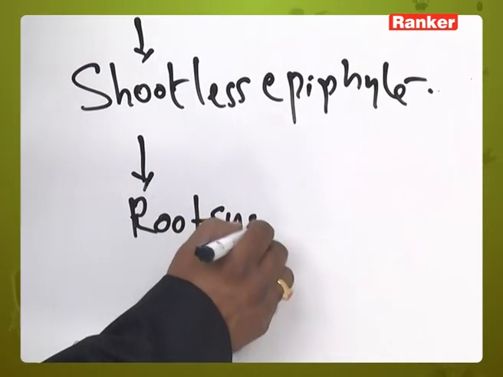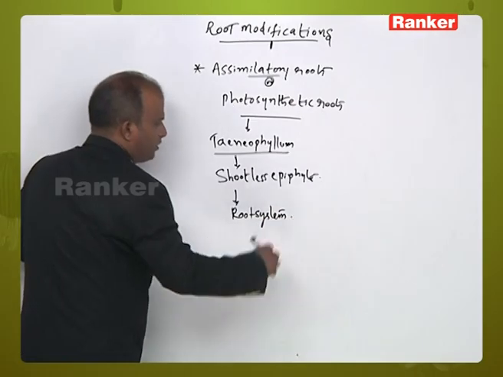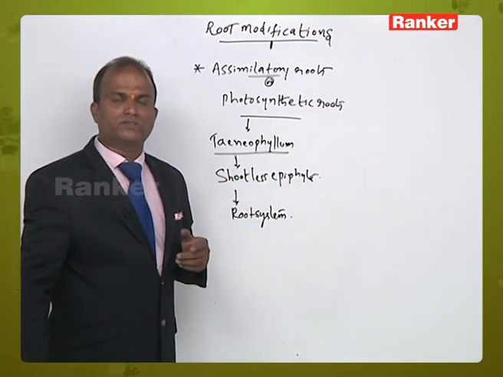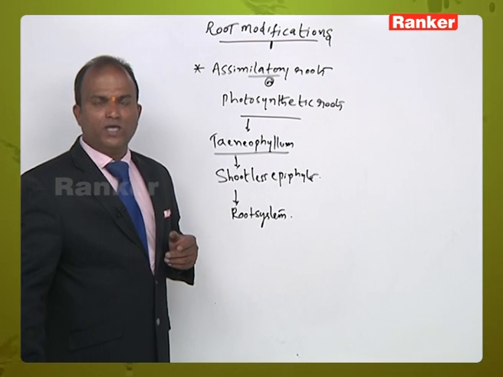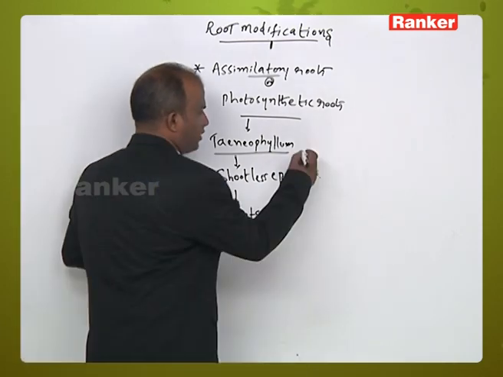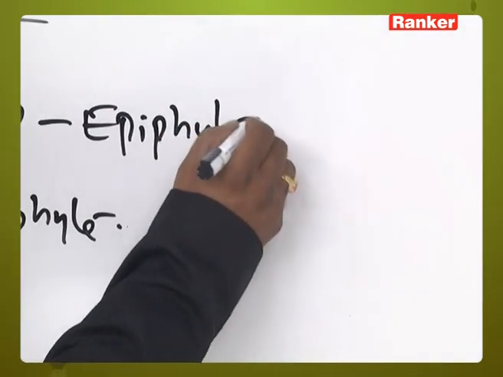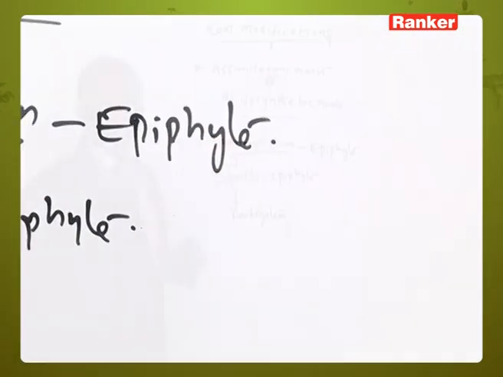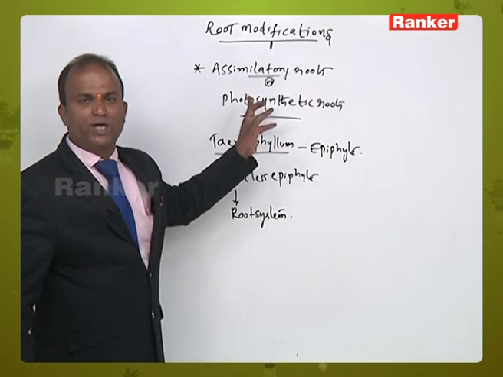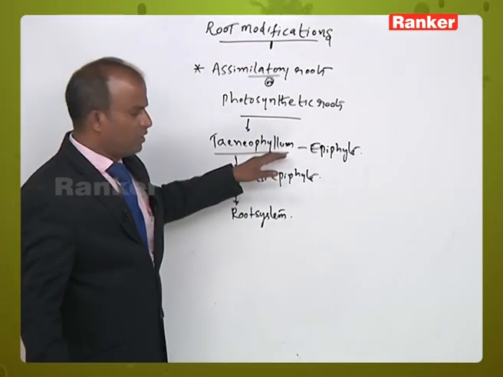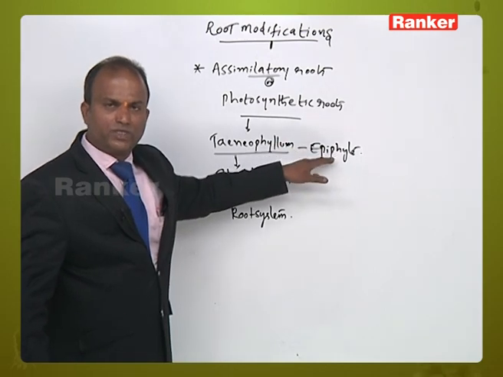It shows which system? A root system. Can you call Taeniophyllum one of the epiphytes? Yes, Taeniophyllum is one of the epiphytes. And what is the epiphyte we already studied? That is nothing but Vanda. Vanda is one of the epiphytes, and here Taeniophyllum is also one of the epiphytes.